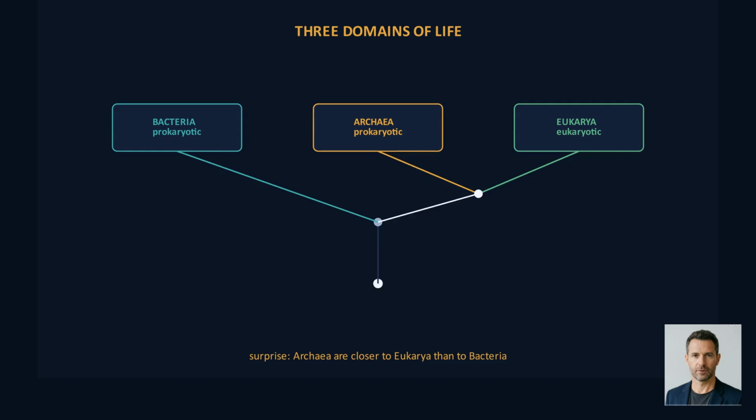The third domain, eukarya, is eukaryotic, with a nucleus and internal compartments. Here is the surprise hidden in that scheme. You might expect the two prokaryotic domains to be each other's closest relatives, but they are not. The archaea are actually more closely related to us, to eukarya, than they are to bacteria. The deepest split in the tree of life is not where appearances would suggest.